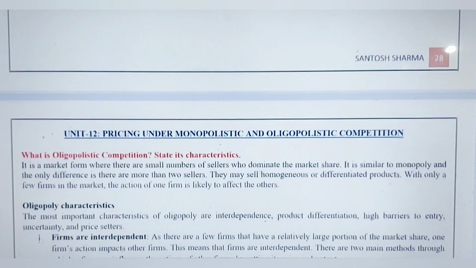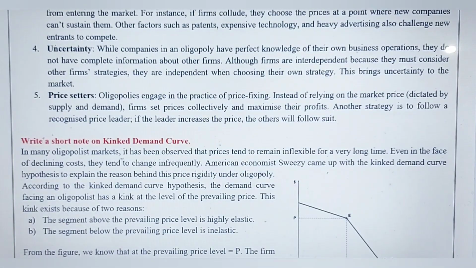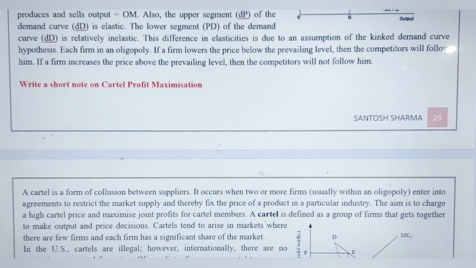Unit 12, pricing under monopolistic and oligopolistic competition. So here you should know what are the different characteristics of oligopoly, and even the difference between monopolistic and oligopolistic competition. This one you should at any cost learn. Kinked demand curve, you can get it in a short note and even in the long question. Then cartel profit maximization concept.